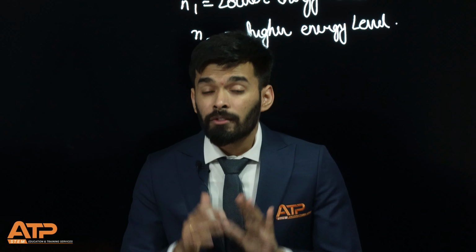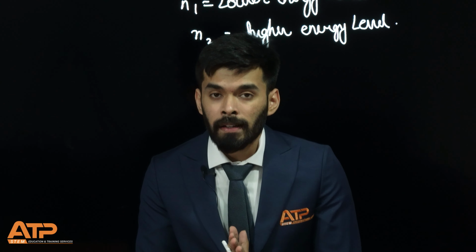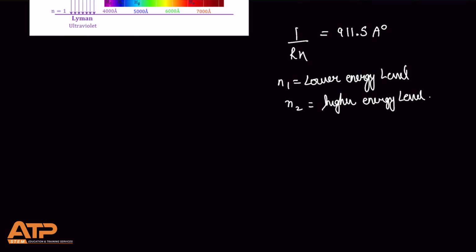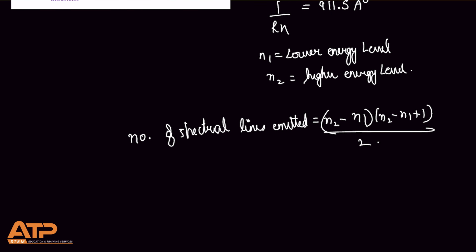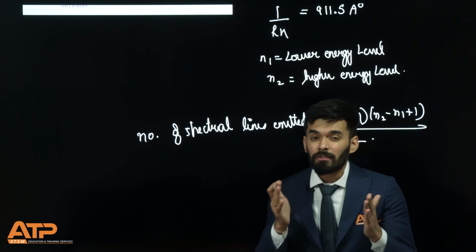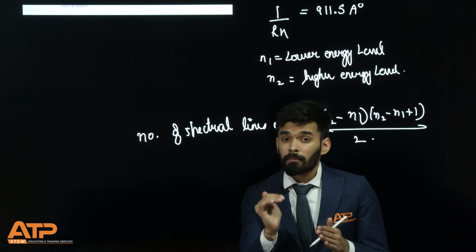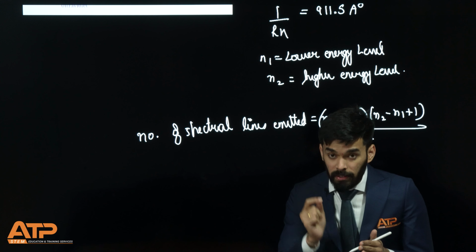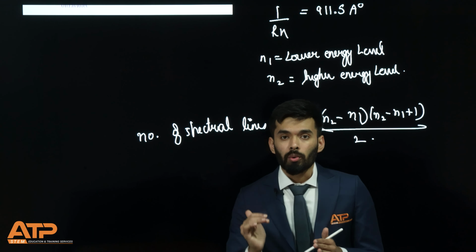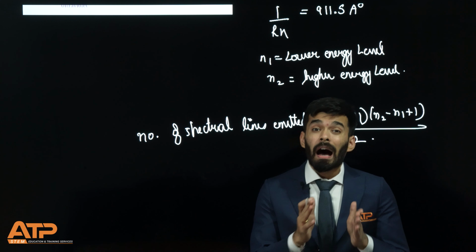Also, one very important and very popular question from this topic is number of spectral lines emitted. So we can calculate the number of spectral lines emitted by using the formula n2 minus n1, multiplied by n2 minus n1 plus 1, divided by 2. So n2 again is the higher shell, n1 is the lower shell. Let's say electron is going from 3 to ultimately 1. So the number of spectral lines that will be emitted is 3 minus 1 multiplied by 3 minus 1 plus 1 divided by 2.